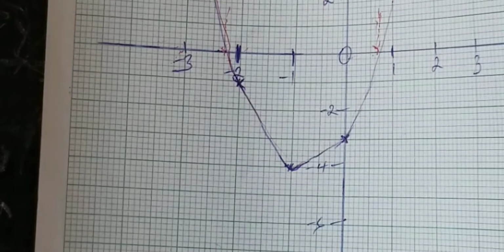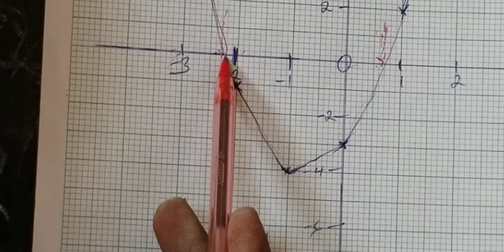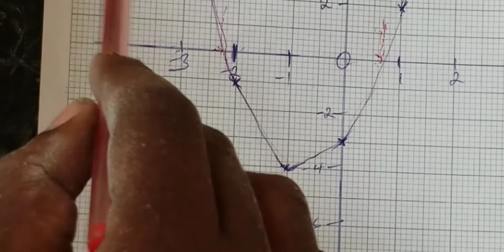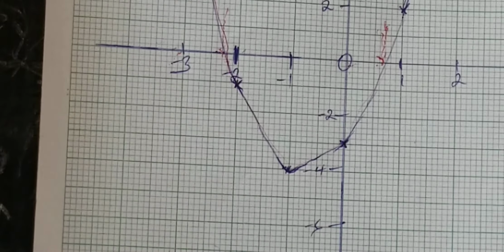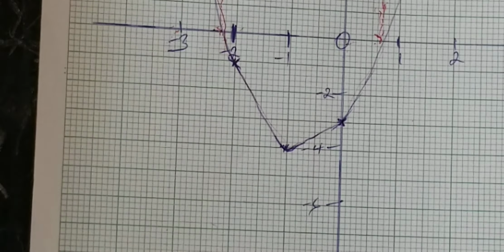For example, in case they require us to locate the roots of the equation, you come and see where the line cuts the x-axis using your scale. Then you read the actual value which is there. So that's how it is done.